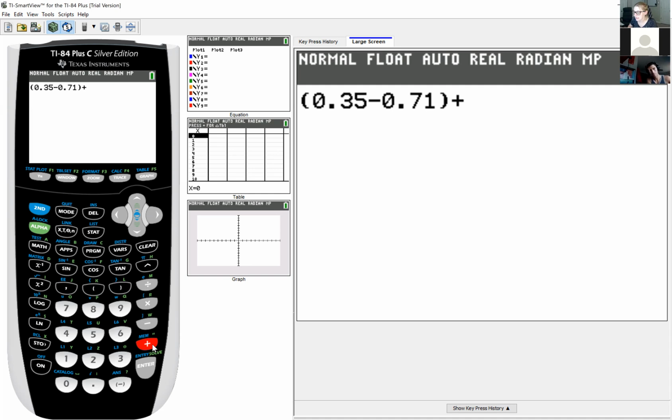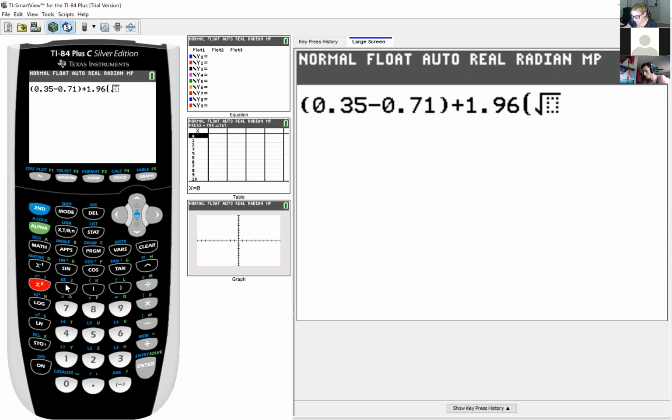So I add to it, and then I have 1.96, and then I'm going to multiply that. So I'm going to put parentheses. Like I said, I don't know that you necessarily need them. I'm just over cautious. And then I'm going to put my square root in there, and let's see. Oh man, this one doesn't have a fraction thing on it. My calculator has a fun little fraction thing.